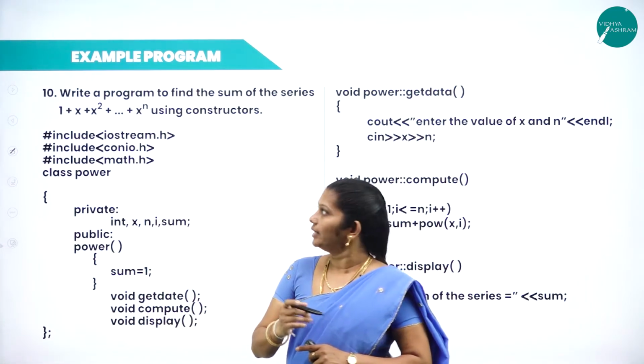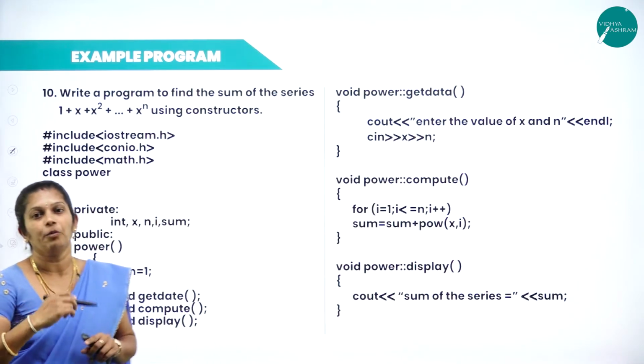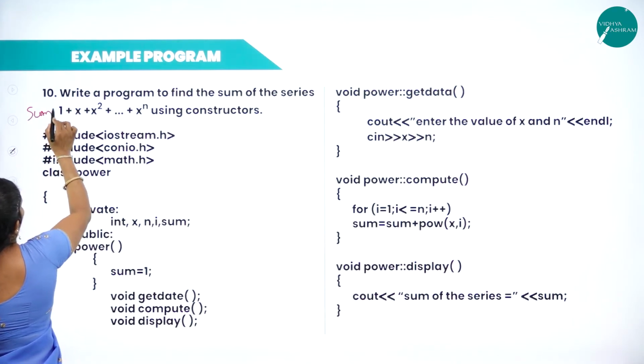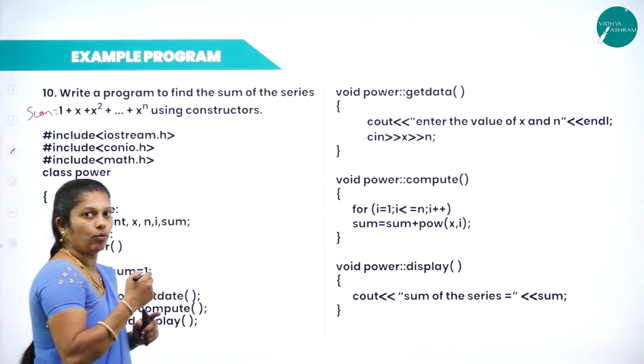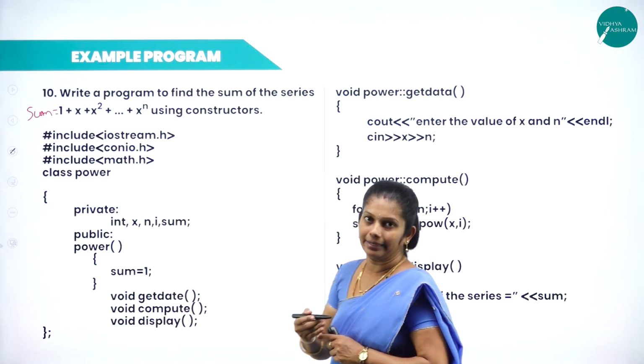Whereas if I want to write the program for the series 1 plus x square up to x to the power of n, then here we will write sum equals. That is the result I want to find. On the sum place, I have to give the value and then I have to calculate the result.